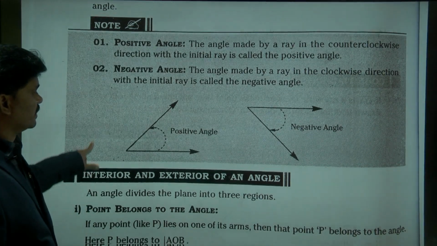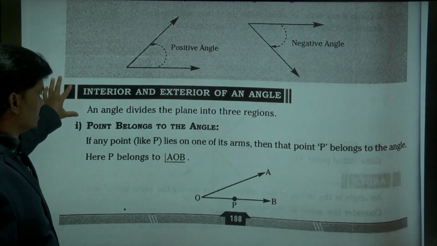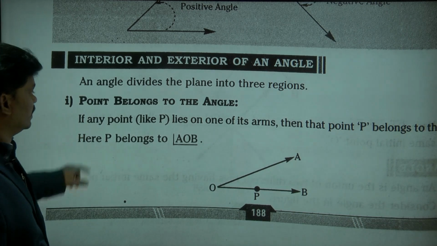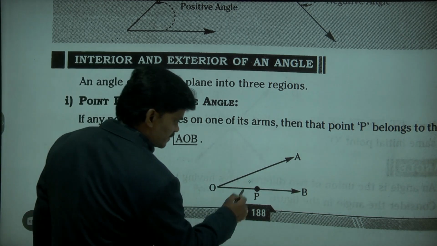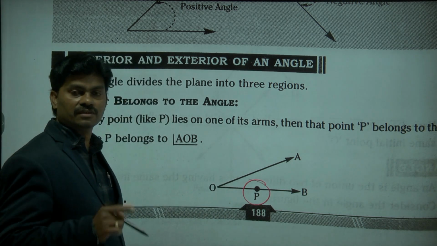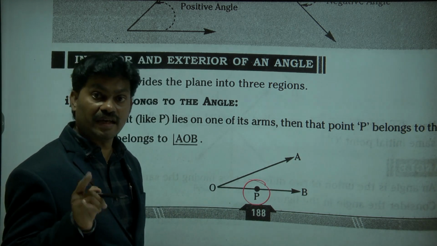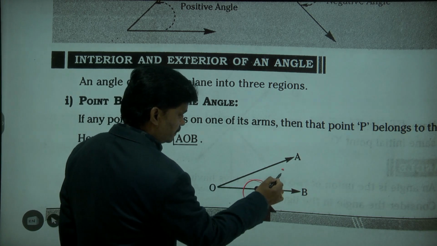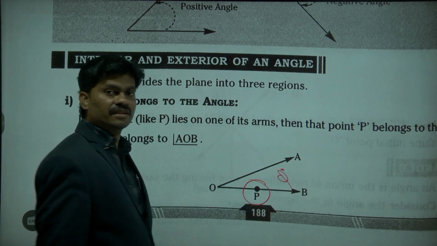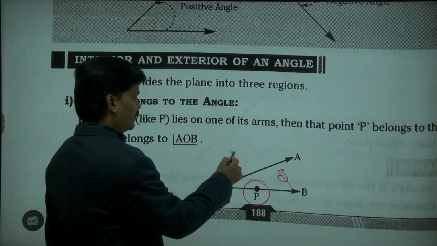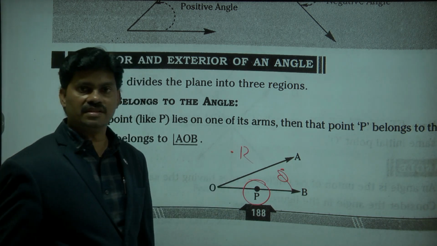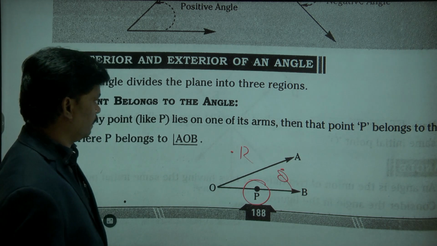Interior and exterior of an angle. We didn't discuss this yet. Just see interior and exterior, and points belonging to the ray. So this is point P, which belongs to the ray or to the angle. I'll keep point Q inside, the interior of the angle. And I'll write point R here, which is the exterior of the angle, like that.